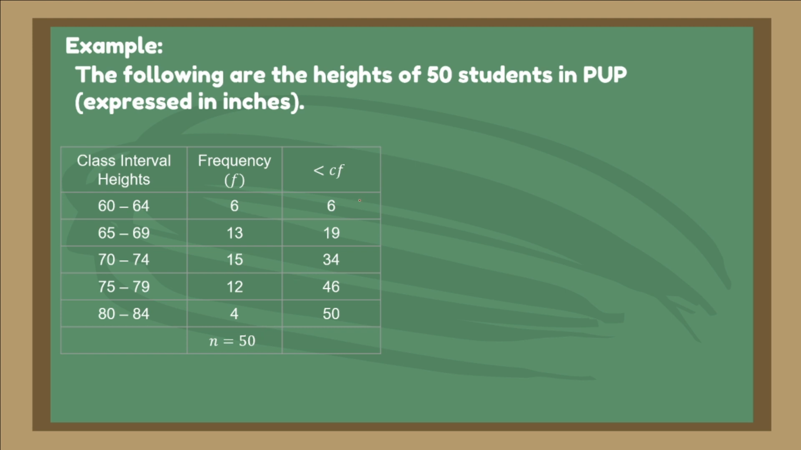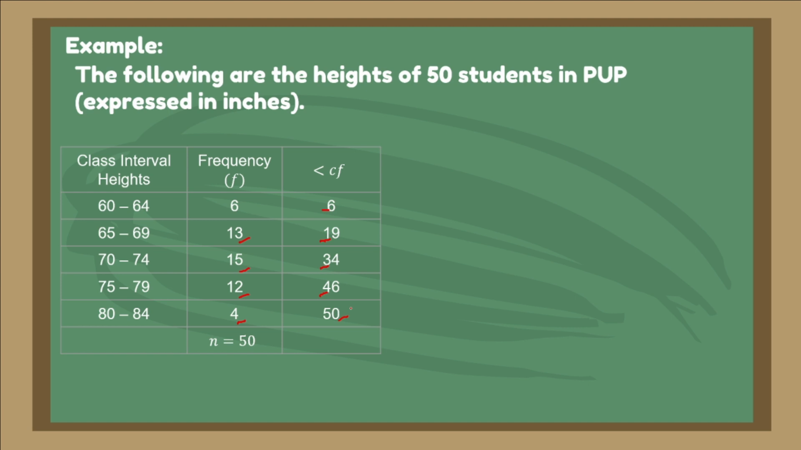And the cumulative frequency. For the first row, the 6, we just copied the frequency. Then 6 plus 13, we have 19. 19 plus 15, we have 34. 34 plus 12, we have 46. And 46 plus 4, we have 50.